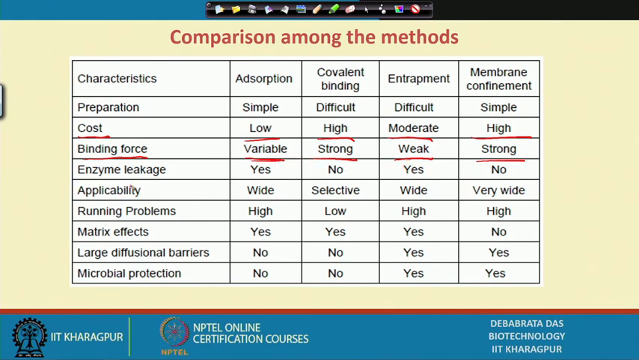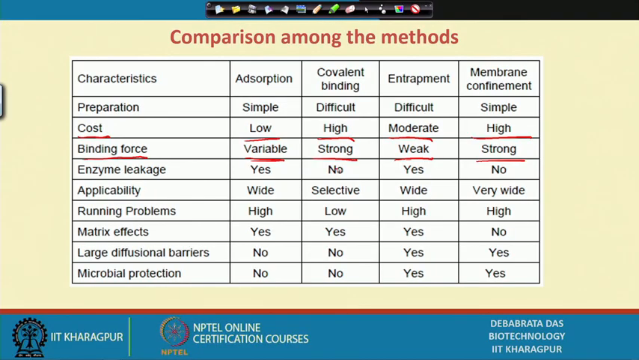Now, enzyme leakage: what do you want, no leakage of the enzyme, or is leakage of the enzyme permissible in your system? If you want that there should not be any leakage in your system, then you go for the covalent technique and the membrane confinement technique. Otherwise, with the adsorption technique and the entrapment technique, there is every possibility of leakage.